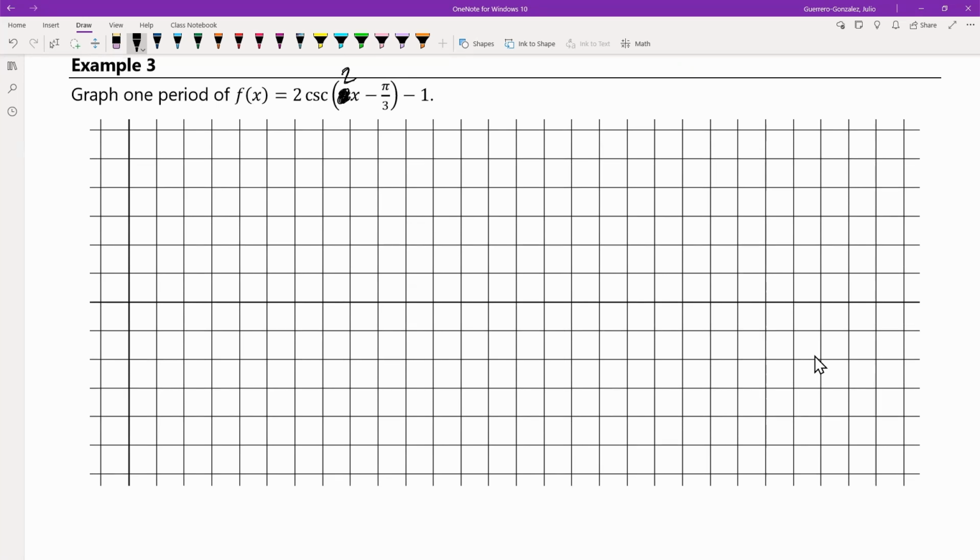Okay. So now I'm going to continue with this example, knowing that this is now 2. I'm going to leave this 2 here, okay? All right, so as I mentioned from above, we don't graph cosecant. What I really am going to graph is this. 2 cosecant is 1 over sine, right? So I'm going to graph 2 sine 2x minus pi over 3 minus 1.